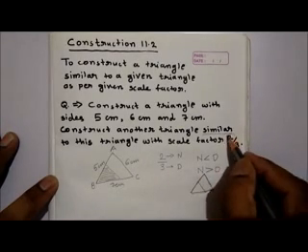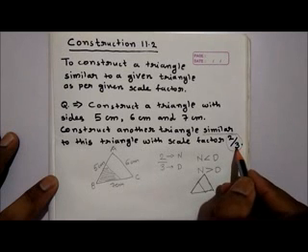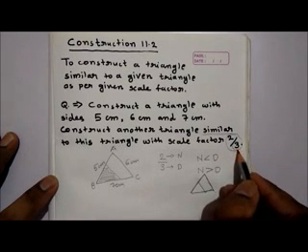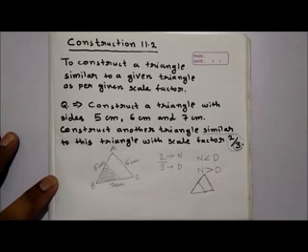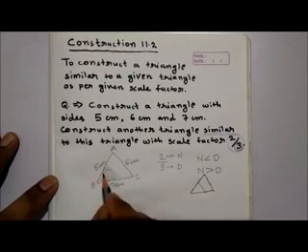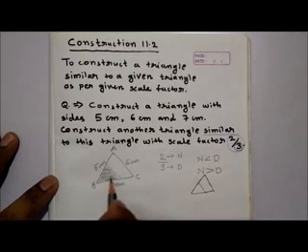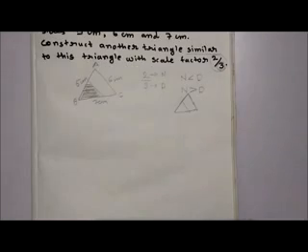So always remember this ratio. The denominator shows the size of the original triangle, whereas the numerator shows the size of the second or similar triangle. Okay, let's start with the construction.